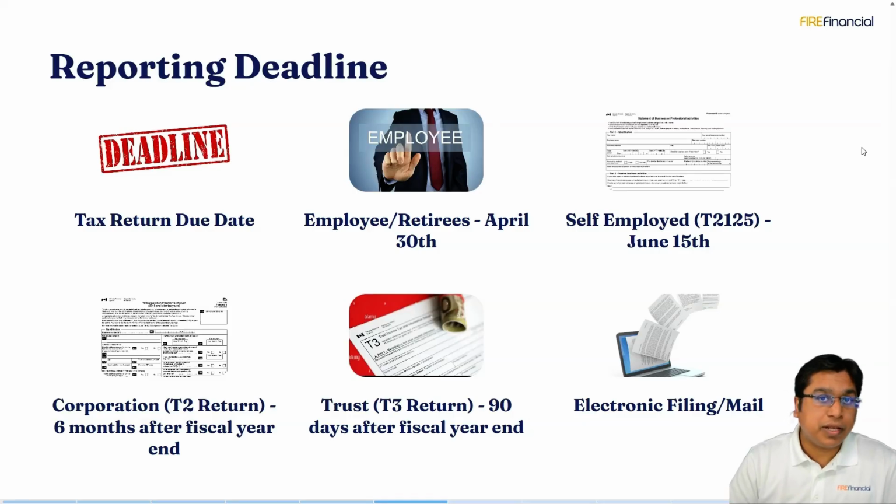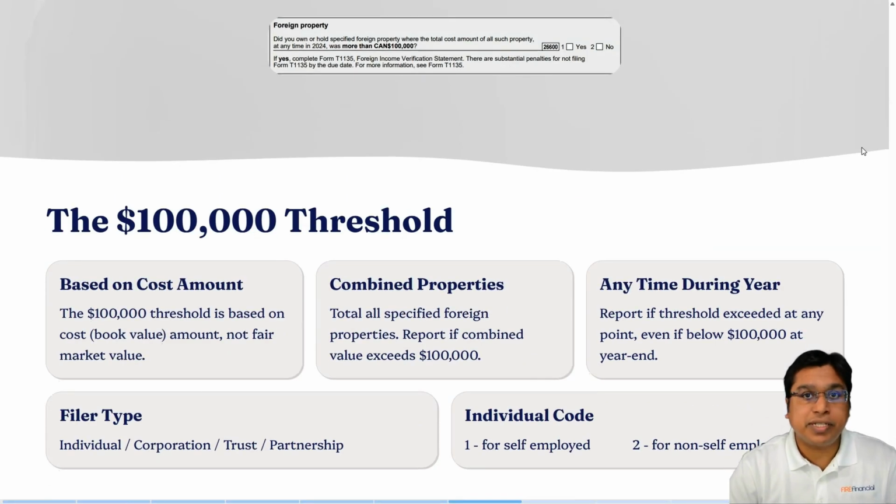Now, this T1135 can be done through electronic submission or can be printed out, signed, and then sent to CRA's designated department. So what triggers a T1135 reporting? On your tax return, did you own or hold specified foreign property where the total cost amount of all such property at any time in 2024 was more than $100,000?